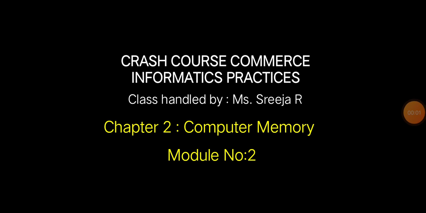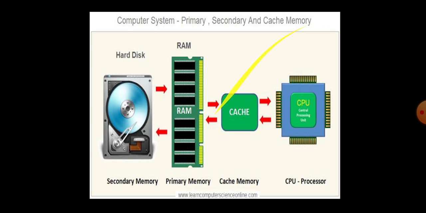My dear students, this is the second module of the second chapter. In this module, we are going to deal with more about primary memory, secondary memory and the cache memory. A computer system's memory is mainly classified into three: primary, secondary and cache memory.